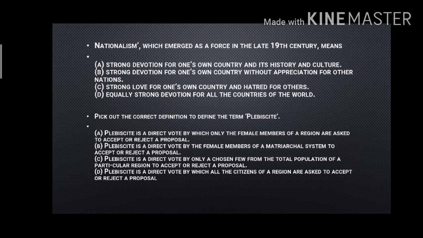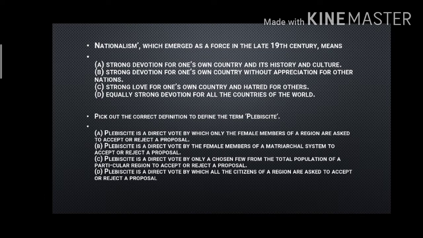Now we move to the next one: pick out the correct definition to define the term plebiscite. This term plebiscite is given in your textbook, on the second page of this chapter, and the meaning is given very clearly. So how do you define plebiscite? Is it a direct vote by which only the female members of a region are asked to accept or reject a proposal? Or option B, is it a direct vote by the female members of a matriarchal system to accept or reject a proposal? Or is it a direct vote by only a chosen few from the total population of a particular region to accept or reject a proposal?